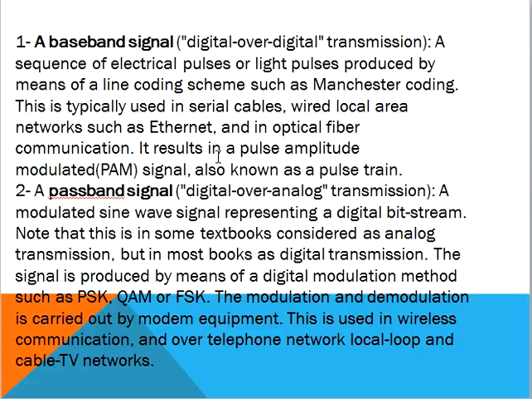The result is pulse amplitude modulated. The second one is a passband signal, which is now digital over analog. The first one was digital over digital, and this one is digital over analog transmission. It is a modulated sine wave signal representing a digital bit stream.